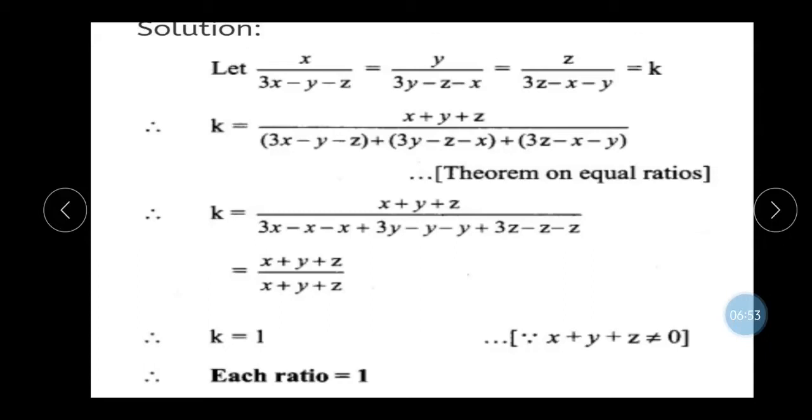After solving, what we get? x plus y plus z upon x plus y plus z. Solving this, what remains is 1 upon 1. 1 upon 1 means 1. So k is equal to 1, that is, x plus y plus z is not equal to 0. Therefore, each ratio is equal to 1.